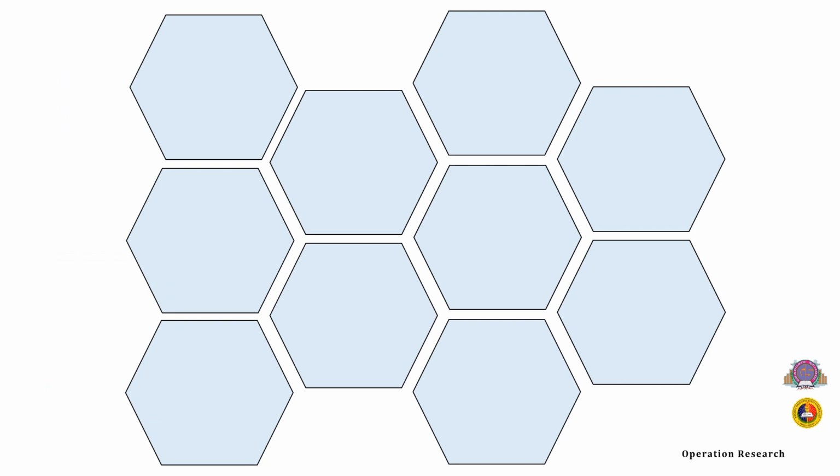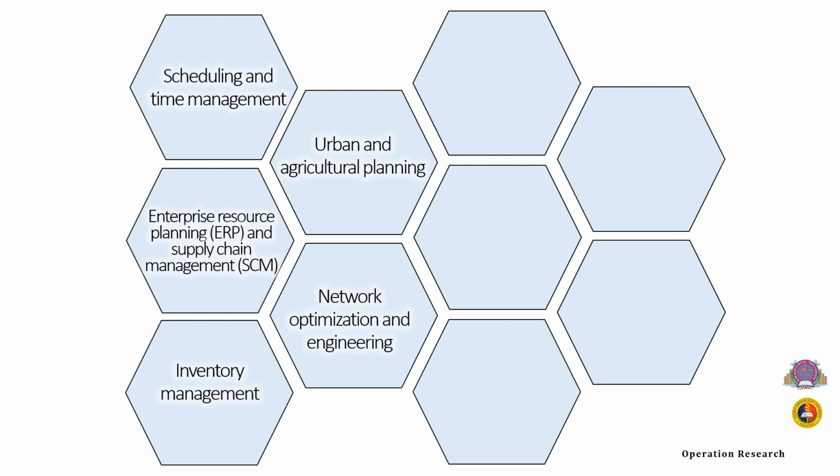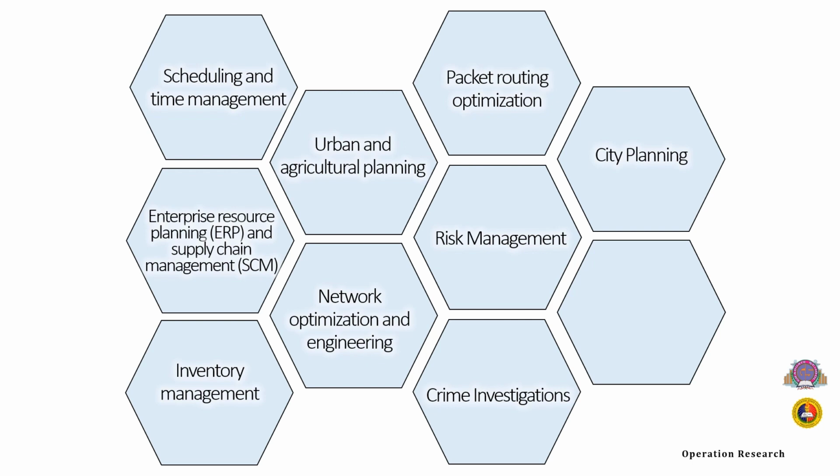Uses of operations research. Operations research can be applied to a variety of uses including scheduling and time management, enterprise resource planning and supply chain management, inventory management, urban and agricultural planning, network optimization and engineering, packet routing optimization, risk management, crime investigations, city planning, and transportation systems.